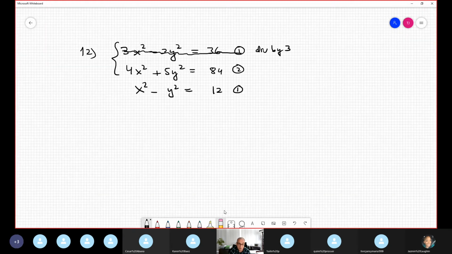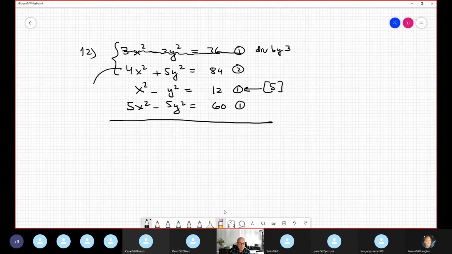Entonces now, suppose I want to apply elimination. So you multiply the new equation 1 by 5. So we have 5x squared minus 5y squared equals 60. And this is my new equation 1 after the transformation. Now this and this together is ready for elimination.